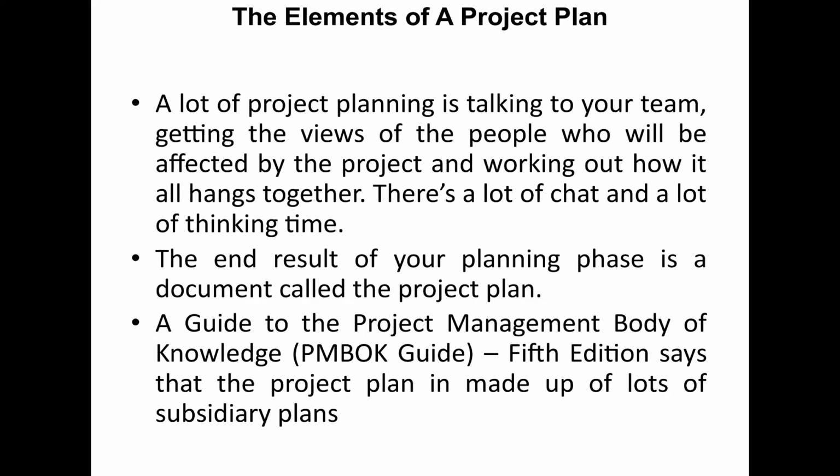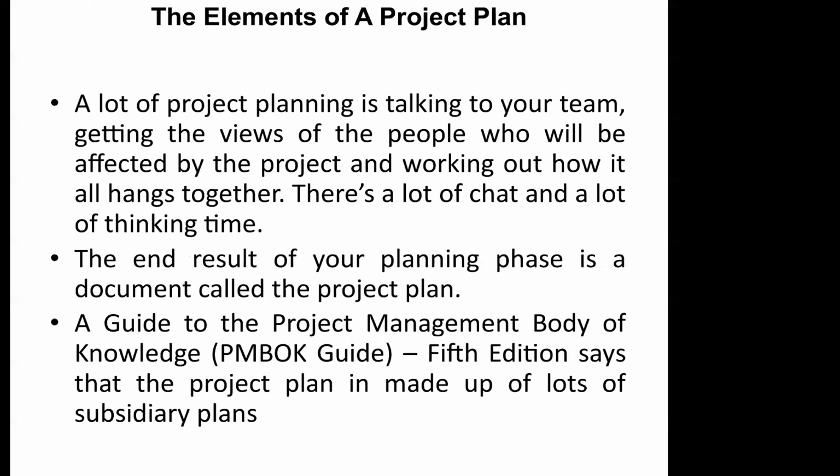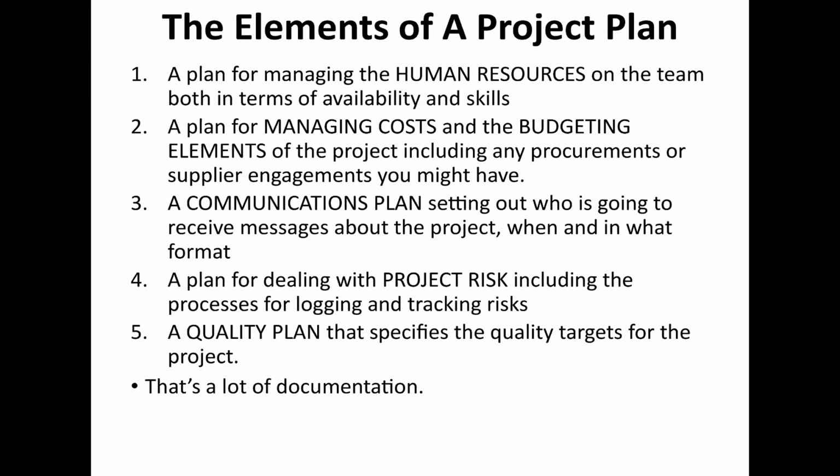Now, when you look at the Guide to the Project Management Body of Knowledge, let's say the 5th edition, it says that the project plan is made up of a lot of subsidiary plans. Let's look at the elements of the project plan. A plan for managing the human resource on the team, both in terms of availability and skill, is needed. A plan for managing the costs and budgeting on the project, including any procurement or supply engagement you might have, should be there.